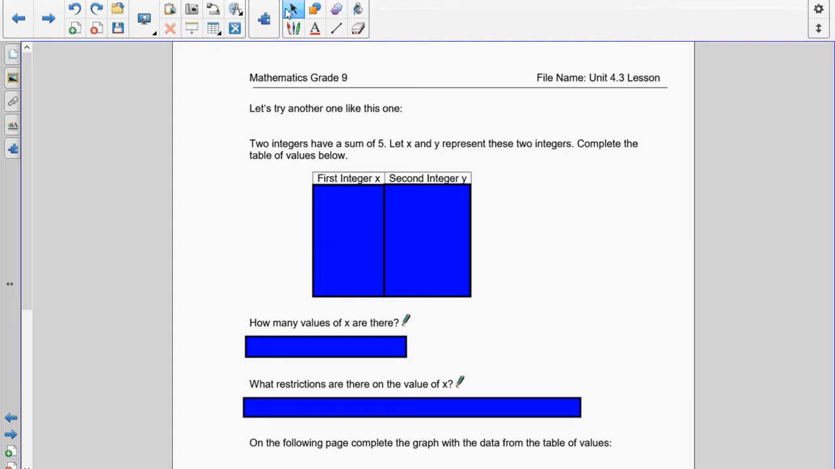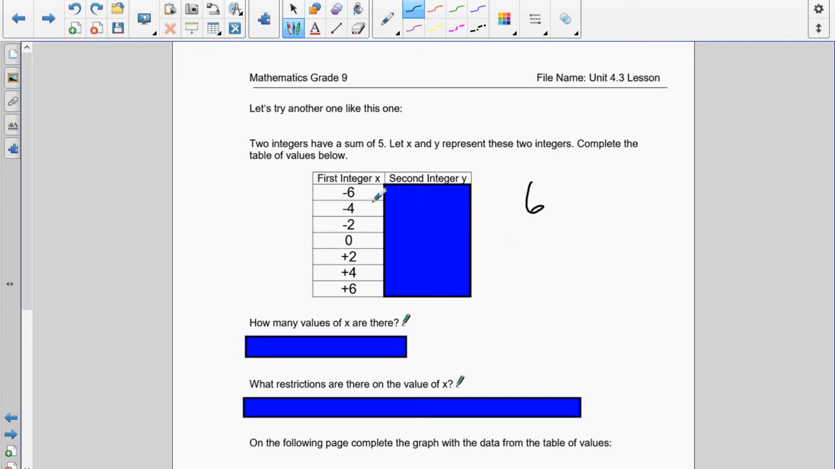So I've just chosen some first integer values of negative 6, negative 4, negative 2, 0, and then 2, 4, and 6. And they have to add up to be 5. So what do I add to negative 6 to get to a 5? Well, from negative 6 to 0 is 6. And from the 0 up to the 5 is another 5. So that means I get 11. Now, I guess I can't do that one, so I'll just click this off here.